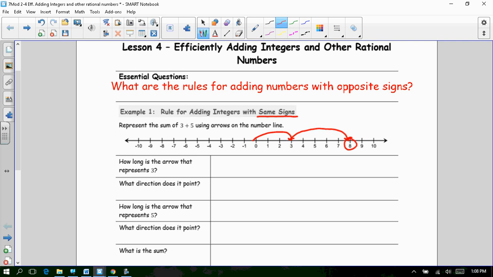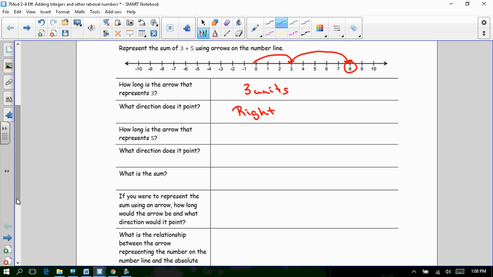How long is the arrow that represents the 3? Well, it's 3 units, right? That first one was 3 units. And what direction did it go? Well, we went to the right. How long was the second arrow, the one that represents 5? Well, it was 5 units. And what direction did it go? It went to the right. So since they were both to the right, we just kept adding, right? What is the sum? Well, what is 3 plus 5? You learned that back in elementary school. The answer was 8, right?